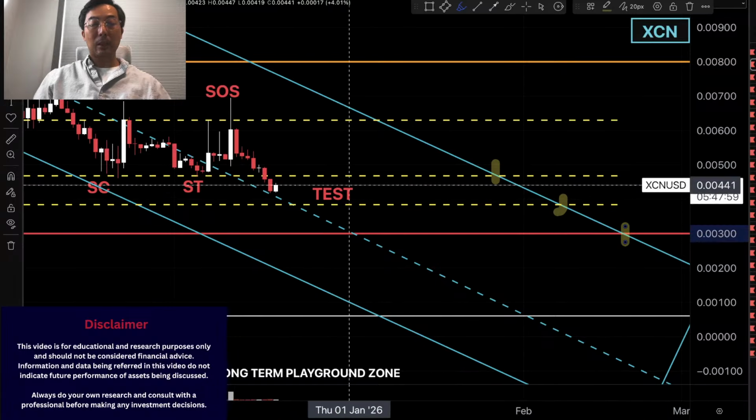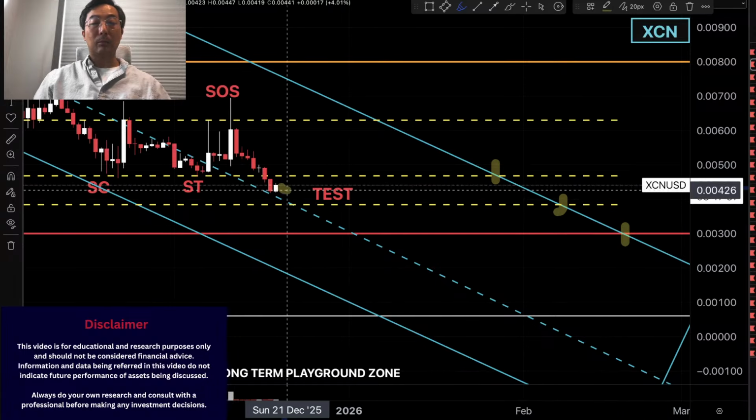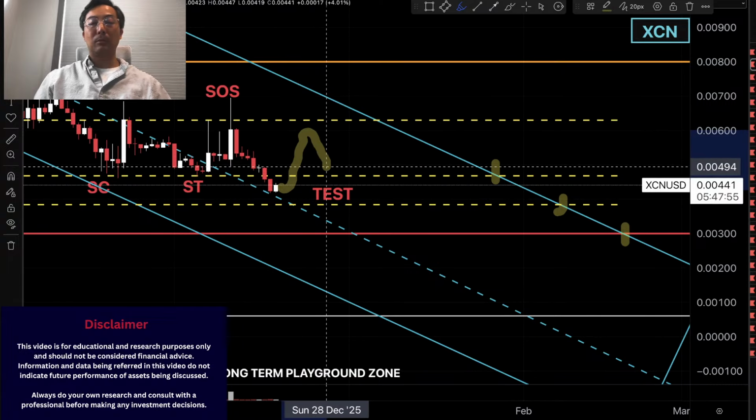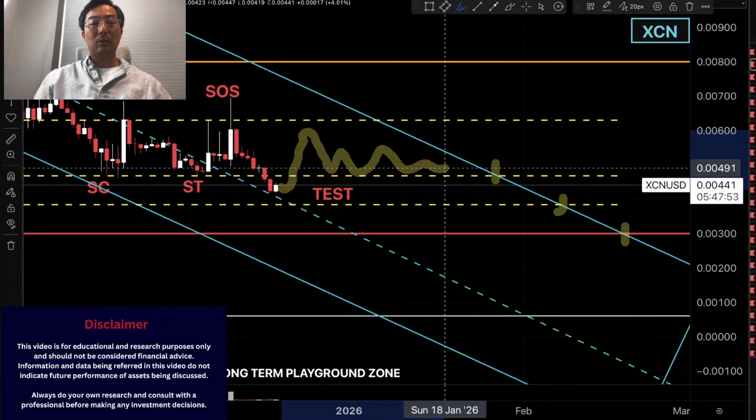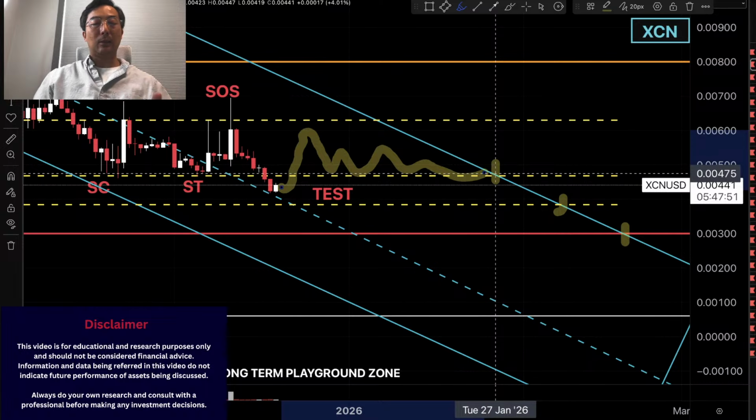So assuming this sideways trend continues, and sometimes it comes back up above this middle yellow dash line, if it travels along this way, that's the earliest, Jan 27th.